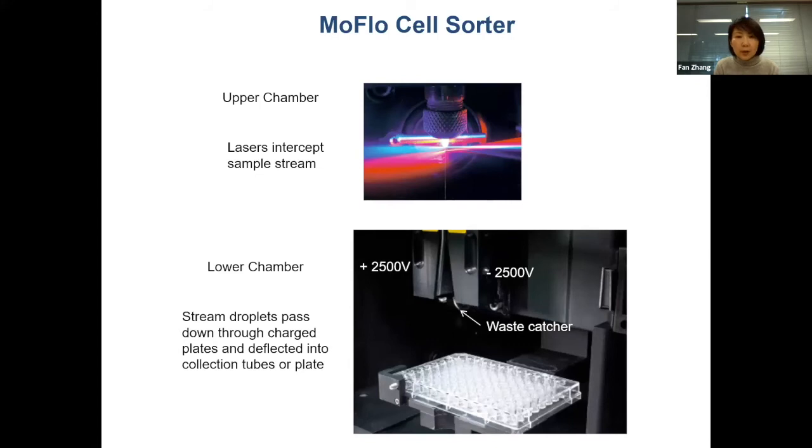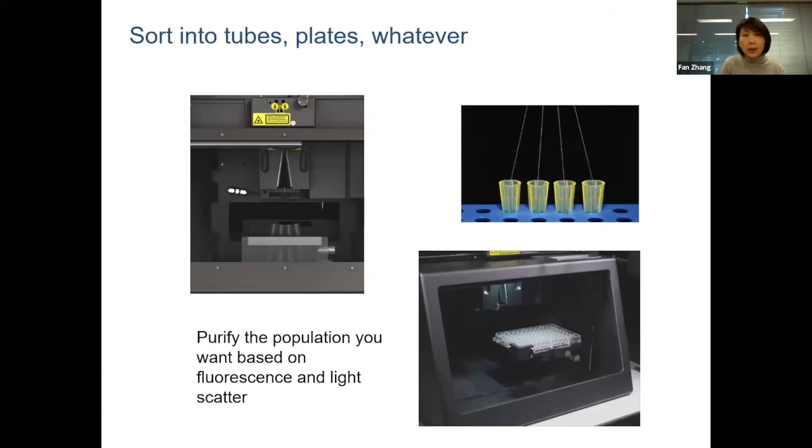In the lower chamber, there are a pair of deflection plates. The stream droplets pass down through those charged plates and are deflected into collection tubes or plates. We can sort into different sizes of tubes, plates, anything that fits into our collection device.